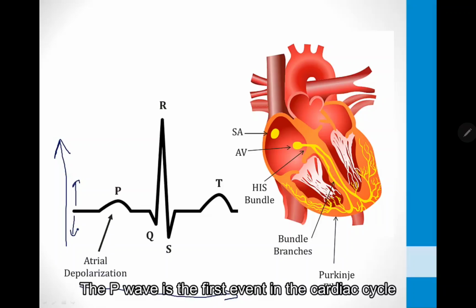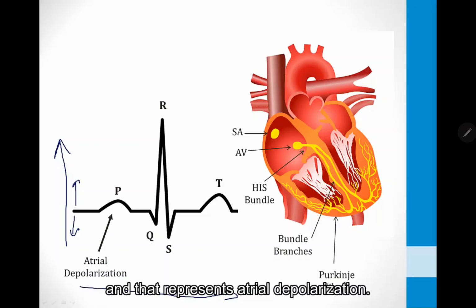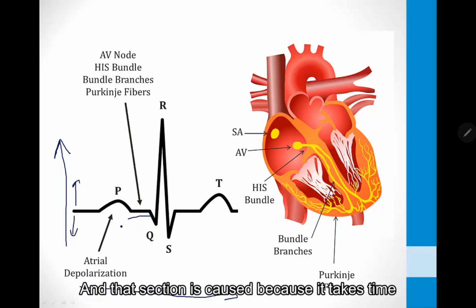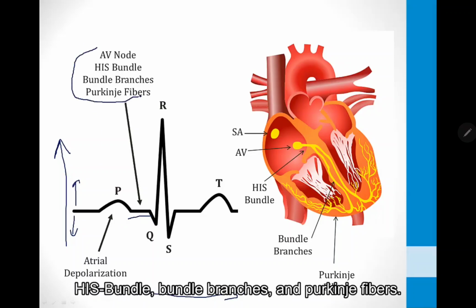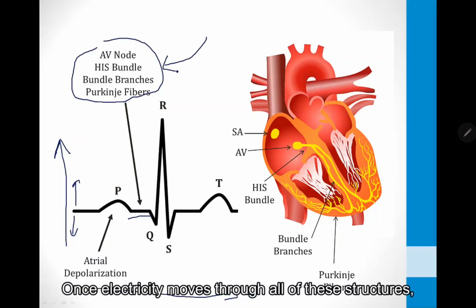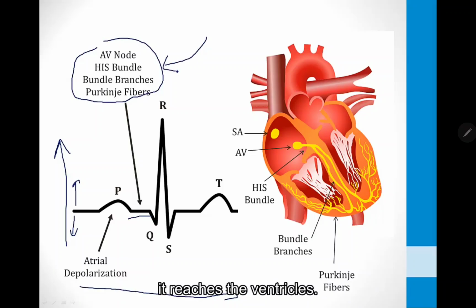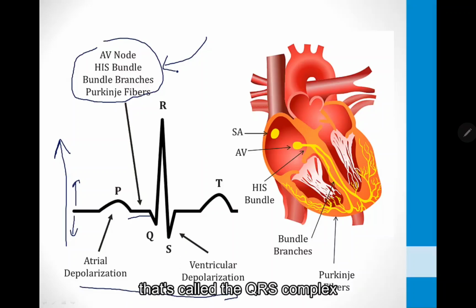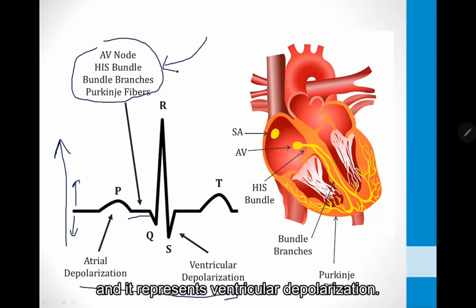The P wave is the first event in the cardiac cycle, and that represents atrial depolarization. The P wave is followed by this flat section of the EKG tracing, and that section is caused because it takes time for electricity to move through the AV node, His bundle, bundle branches, and Purkinje fibers. Once electricity moves through all of these structures, it reaches the ventricles, and when the ventricles depolarize, they generate the largest section on the EKG. That's called the QRS complex, and it represents ventricular depolarization.